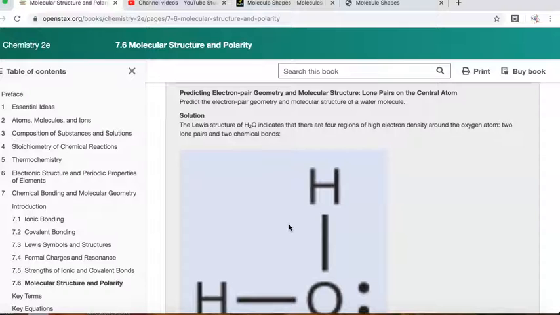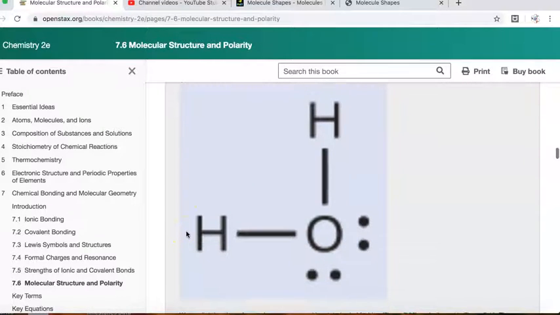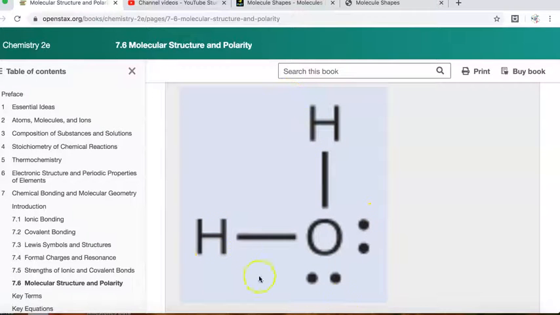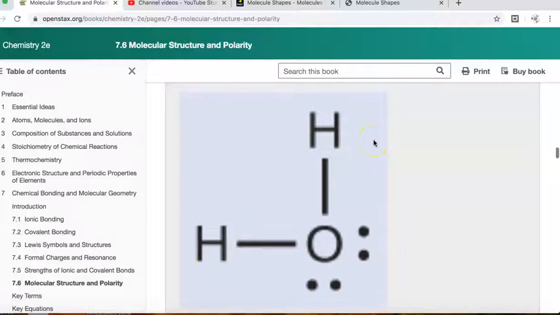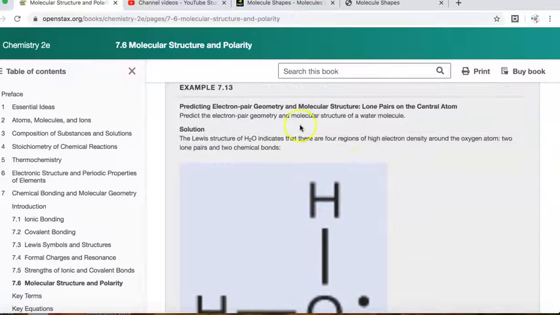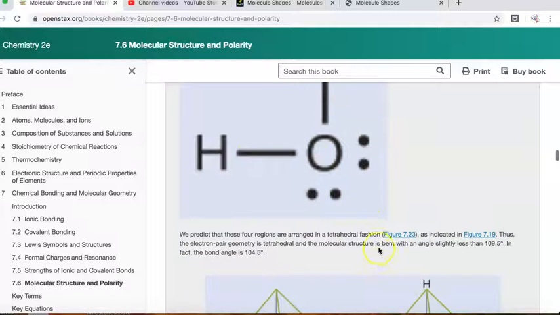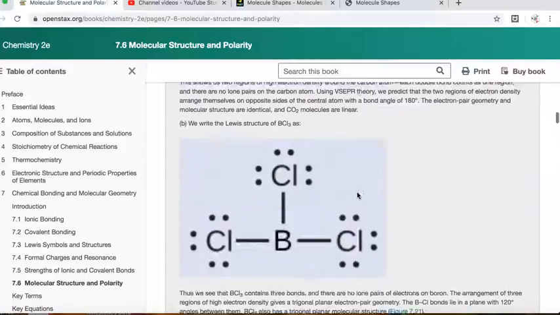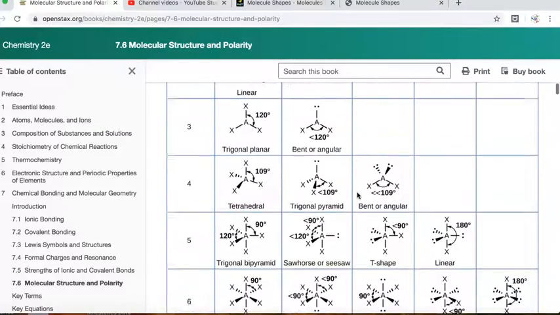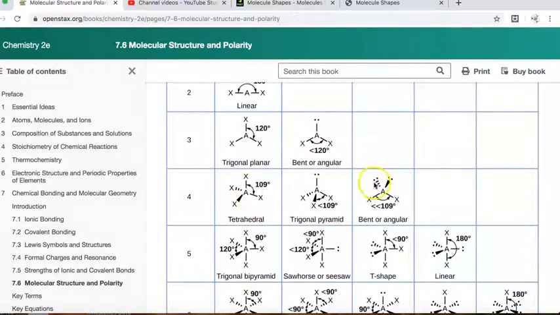For the next one, again, they're asking us to predict electron pair geometry and molecular structure. Here we see 1, 2, 3, 4 electron pairs. So its electron pair geometry is going to be tetrahedral, and its molecular structure is going to be bent, because we have 2 lone pairs there. And if you look here on your table, again, 4 is tetrahedral, you have 2 lone pairs, the structure is bent.